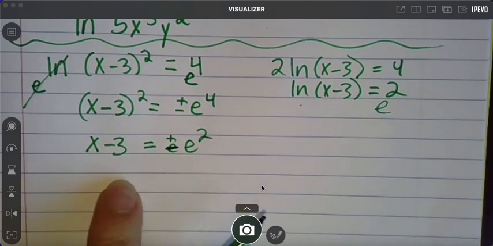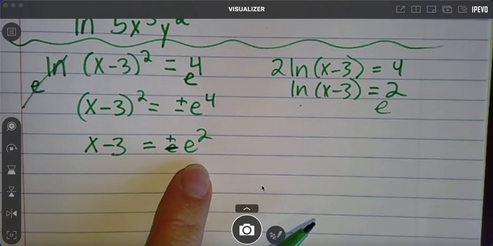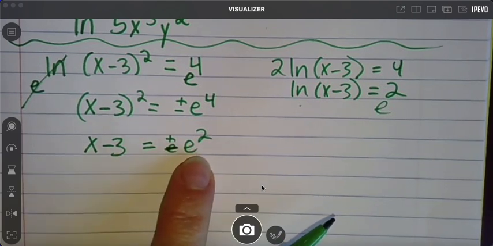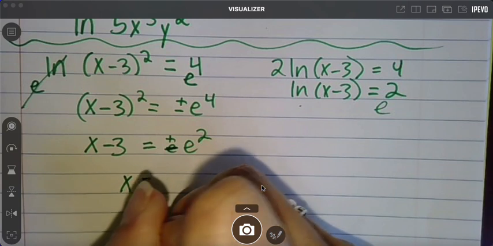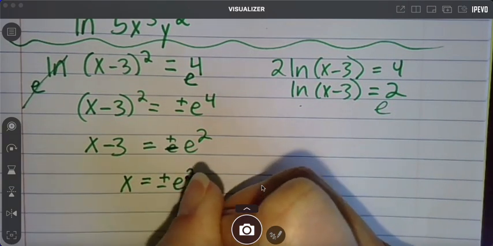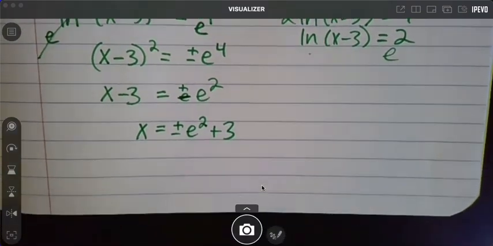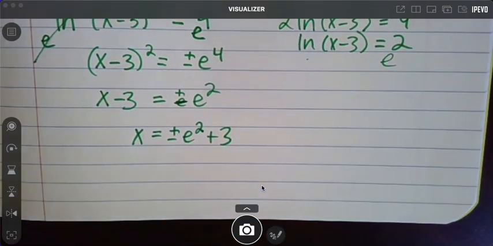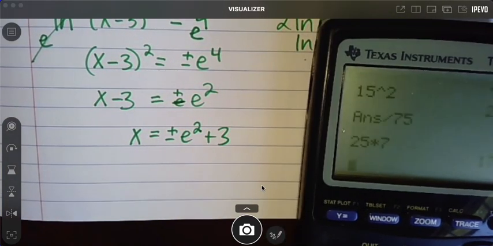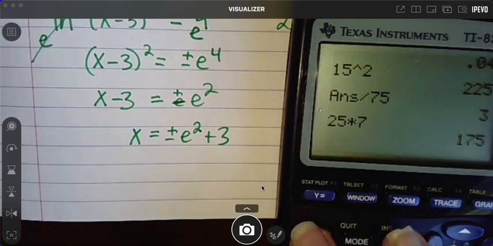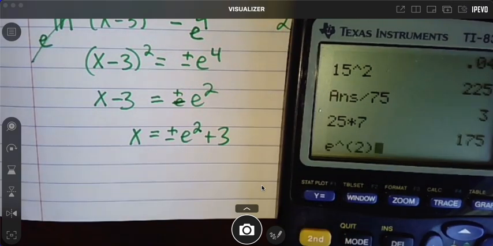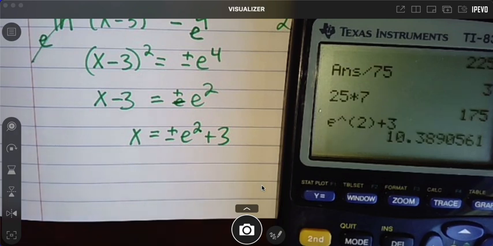But what am I going to do finally, the last step? Plus 3. So this is just 2 answers. x equals, I could have a positive or negative e squared, plus 3. So we're not finding e squared at all? We're about to do that now. So you could leave that as your answer, or it might ask you to get it on the calculator, and you can. So I can do e squared plus 3. So let me type that in. There's my e squared. Close those parentheses. Plus 3.